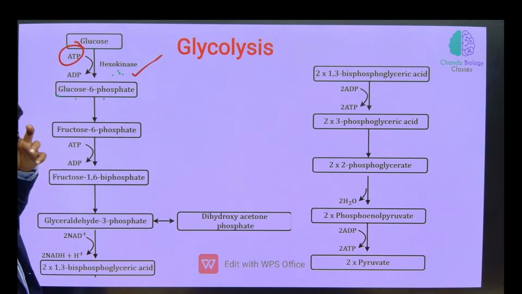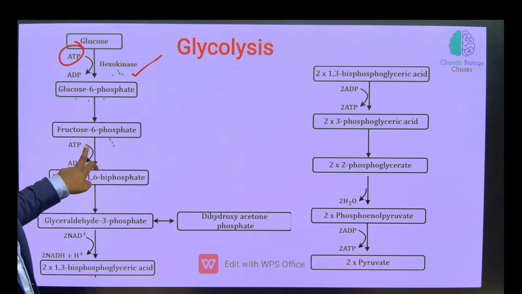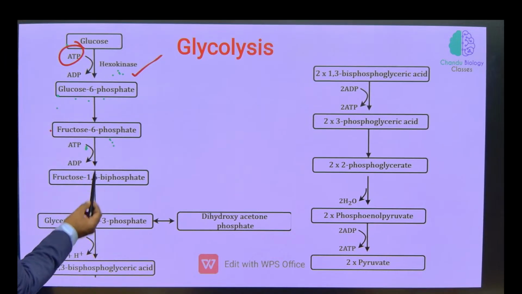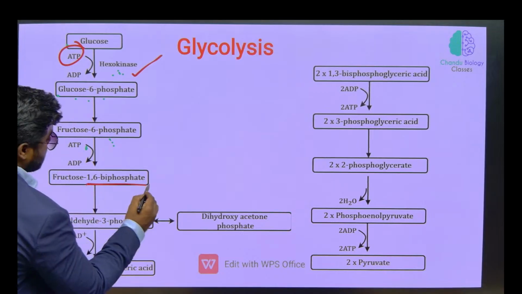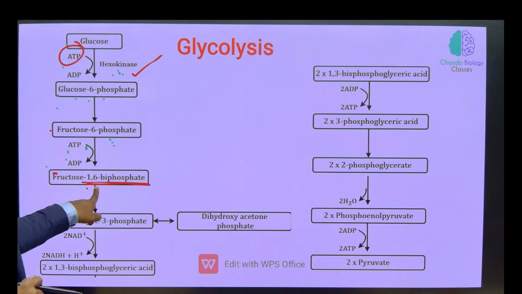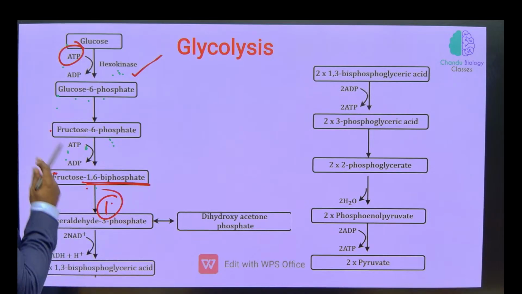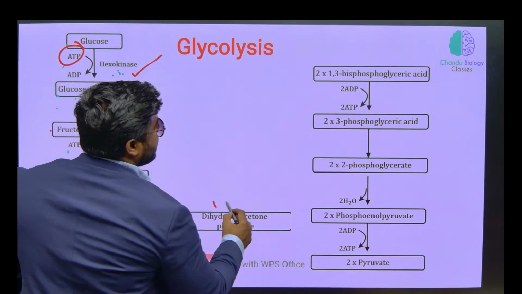Glucose 6-phosphate is converted to its isomer, fructose 6-phosphate. Both are the same, by isomerase. Now fructose 6-phosphate is converted to fructose 1,6-bisphosphate, again by ATP, another phosphate. Very good. So how many total ATP do we use in step 1 and step 3? 2 ATP. Fructose 1,6-bisphosphate is an unstable compound, so it breaks down into glyceraldehyde 3-phosphate and dihydroxyacetone phosphate.